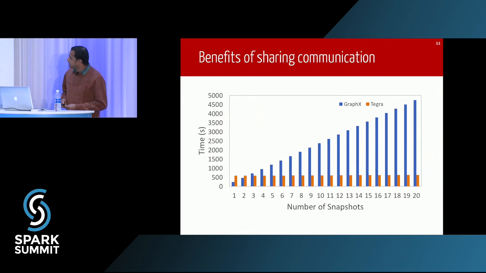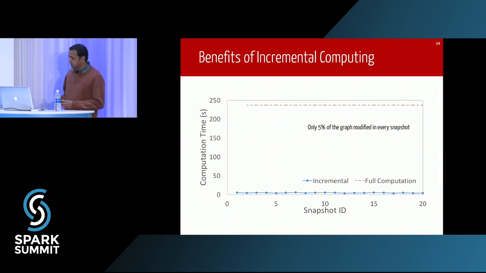The second graph here shows the benefits of sharing communication. Here again I am showing the number of snapshots in the x-axis and the time to compute a graph algorithm on all these snapshots simultaneously on the y-axis. And this is a comparison between vanilla GraphX or GraphFrames compared to Tegra. And we see that the reduction in computation time is significant with larger number of snapshots. Finally, this is the benefit of incremental computation. What we do here is we take the Twitter graph, and in every snapshot we are changing 1% of the graph.